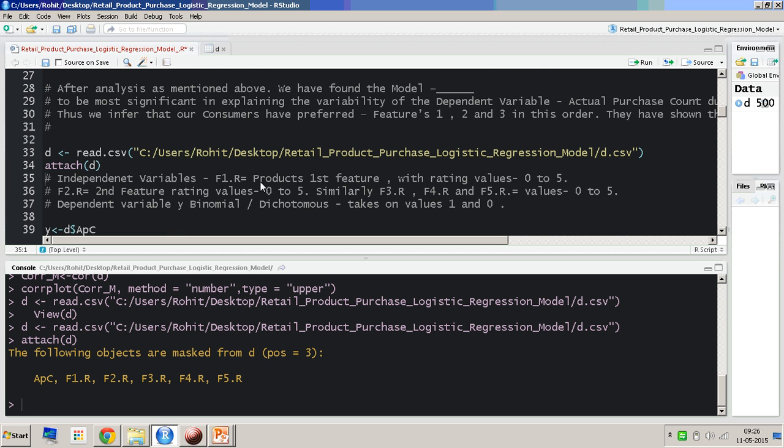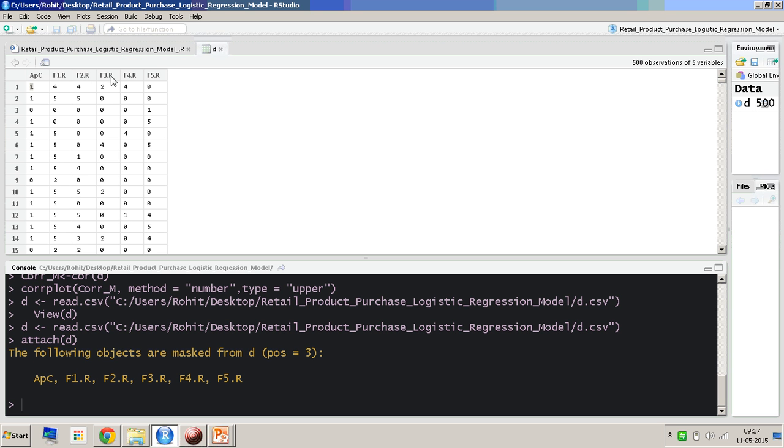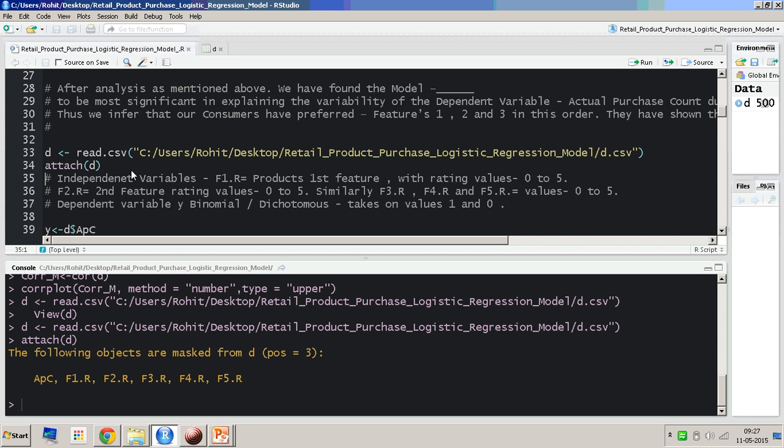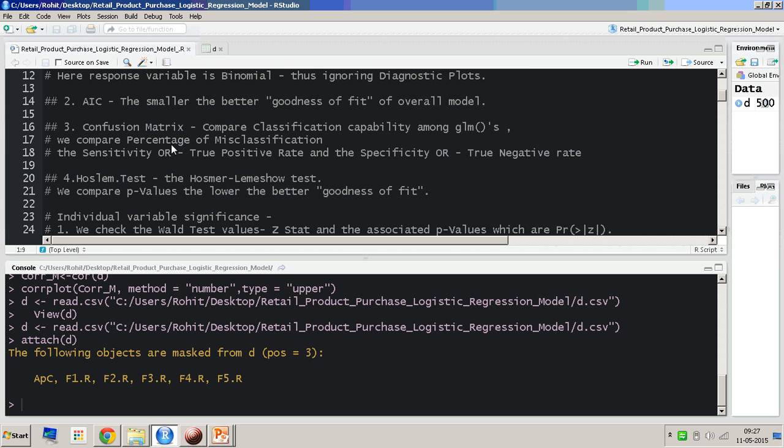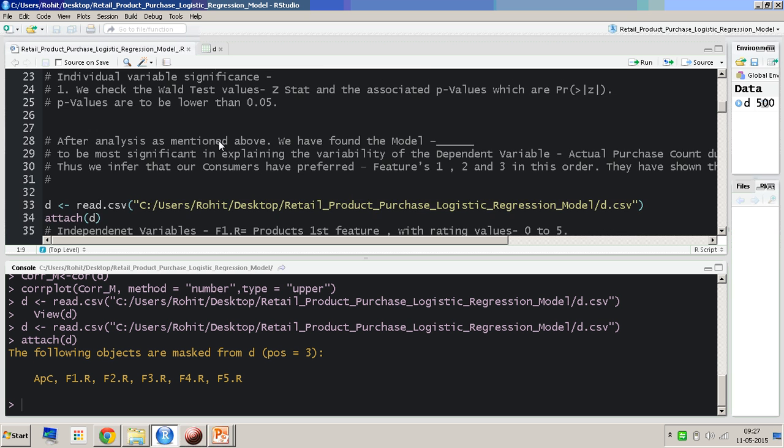So these are our independent variables. I have already shown you what the independent variables are. These are F1, F2, F3, F4, F5. These can be absolutely anything. So any variables for which you've gathered inputs from your consumers in a market survey, those variables can be coded over here. And the dependent variable is binomial, or dichotomous, and that's the reason we are doing a logistic regression. Otherwise we could have done a linear regression. The logistic regression is not a linear regression, and there's a lot of theory involved, which I obviously am not addressing over here.